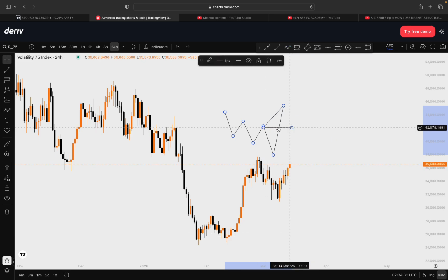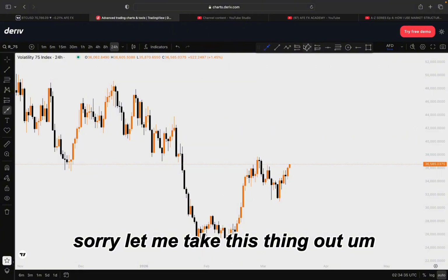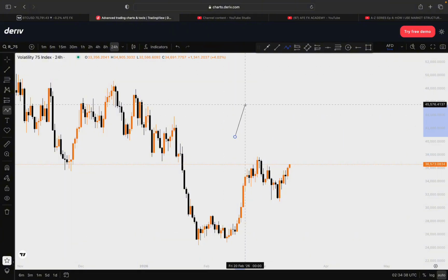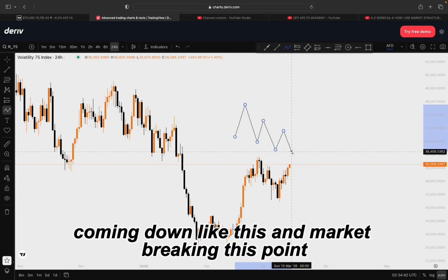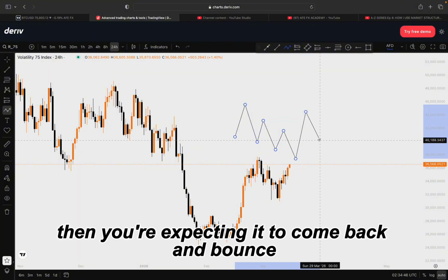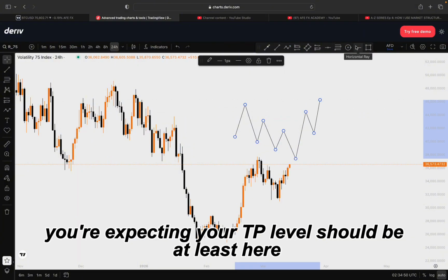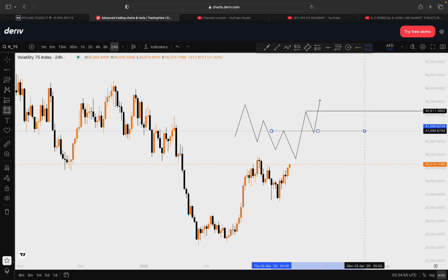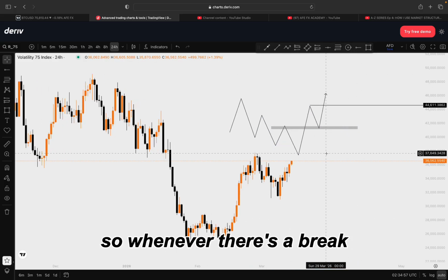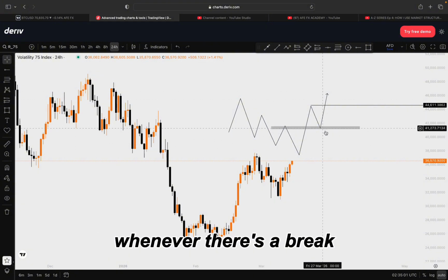Sorry, let me take this one out. This is what I wanted to draw. So the market is coming down like this, and the market breaks this point, then you're anticipating it to come back and bounce and then push up. So you're expecting your first TP level to be at least here, expecting the market to come and then pull back on this point. So whenever there's a break, you're waiting for a pullback. That's basically what you're doing. Whenever there's a break, we're waiting for a pullback.